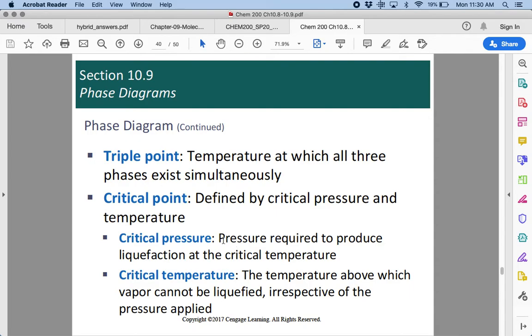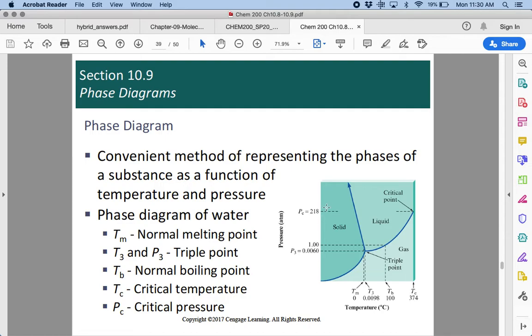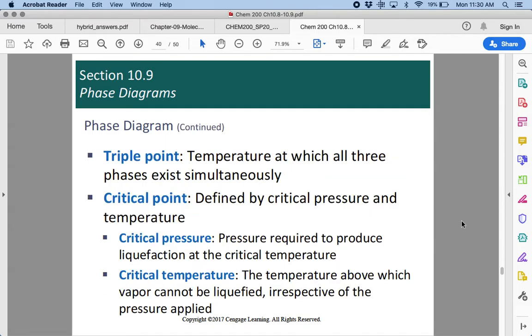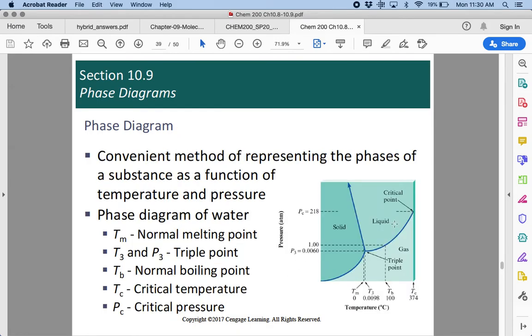So the critical point has two pieces to it. The critical pressure, which is the pressure required to produce liquefaction at the critical temperature. So that's why those two are related to each other. When you look at it, these are on the same line here. The critical temperature is the temperature above which the vapor cannot be liquefied. So the idea here is there comes a point where the gas is at a temperature where no matter what pressure, it can't liquefy.